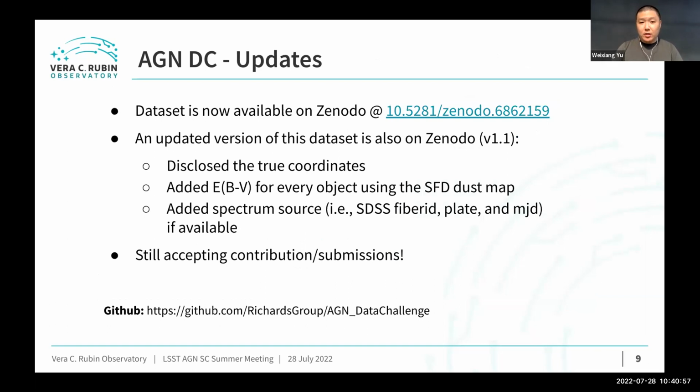Now some updates to the data challenge data sets. We finally made it publicly available on Zenodo. A slightly updated version is also made public. We disclosed the true coordinates and extinction for every object using the SFD 1998 dust map. We also included the spectral information from SDSS if it's available. Worth noting that we're still accepting contributions and submissions. Given that we have disclosed the true coordinates, you can start contributing data sets in addition to algorithms.